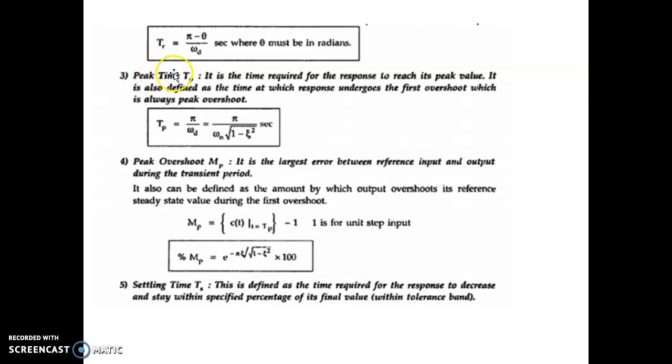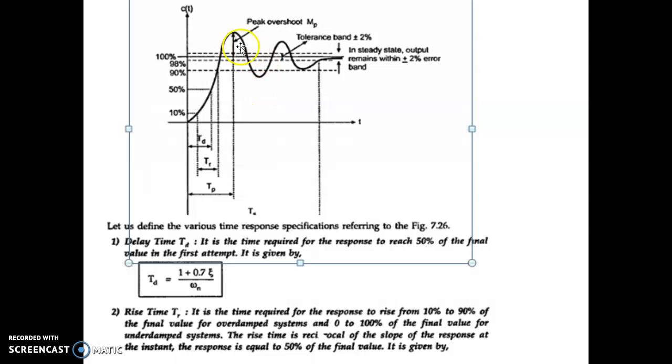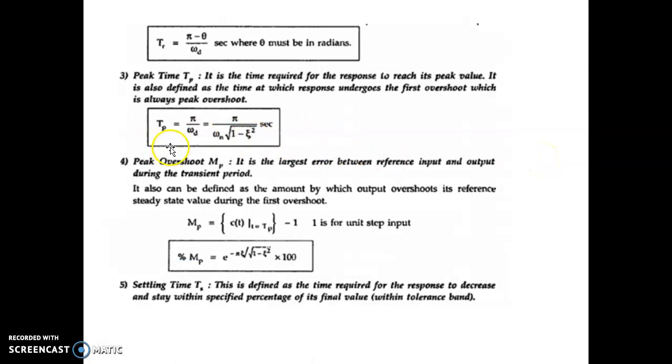Now we shall discuss the third terminology used in the second order system, that is peak time. It is defined as the time required for the response to reach its peak value. Looking at the graph, the peak time is marked from 0 to the maximum point. The curve starts from 0 and reaches its maximum point, which is called the peak time, given by Tp. In general, the mathematical equation for peak time is Tp equal to pi divided by omega d, where omega d can be rewritten as omega n root of 1 minus zeta square.